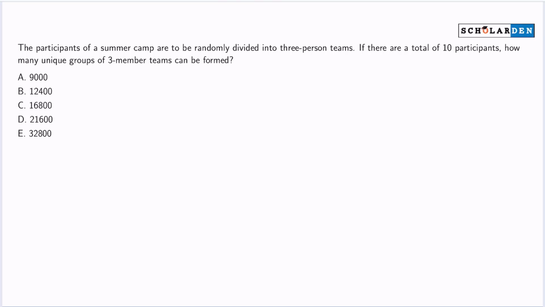The participants of a summer camp are to be randomly divided into 3-person teams. If there are a total of 10 participants, how many unique groups of 3-member teams can be formed? All right, everybody, the answer here is C, 16,800.